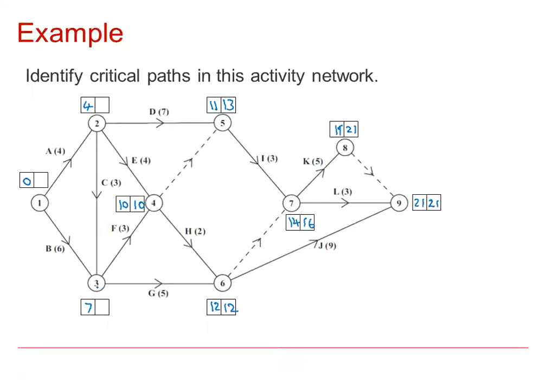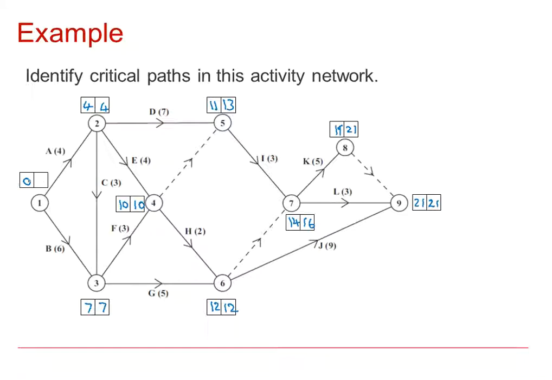The latest that event 3 can happen, it's either 10 take away 3, which is 7, or 12 take away 5, which is 7, so that has to be 7. The latest event 2 can happen, it's either 13 take away 7, which is 6, or 10 take away 4, which is 6, or 7 take away 3, which is 4. The latest that this event can happen in order to complete D, E and C afterwards would be 4.